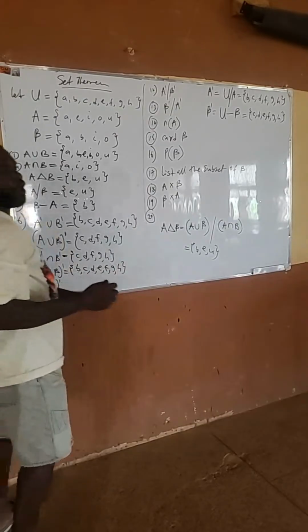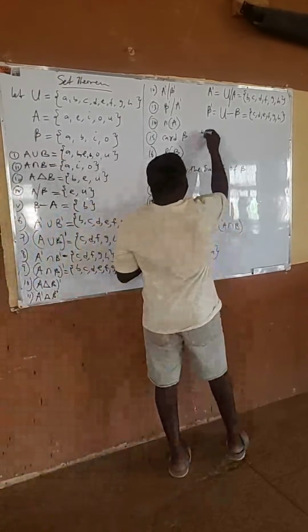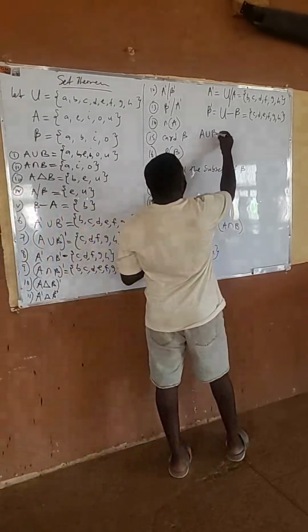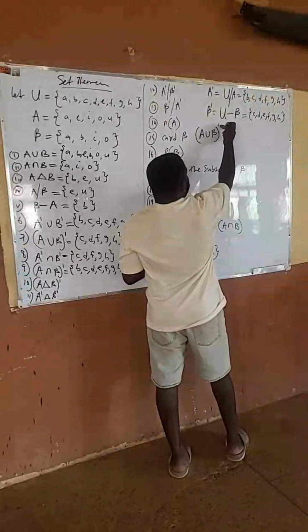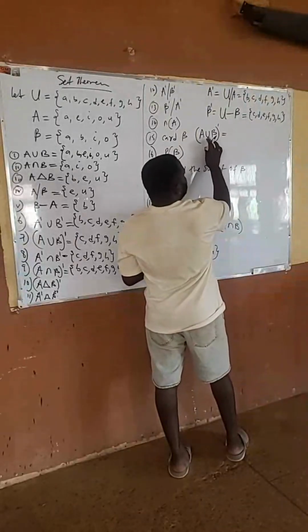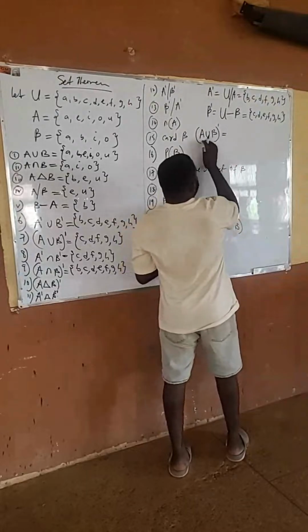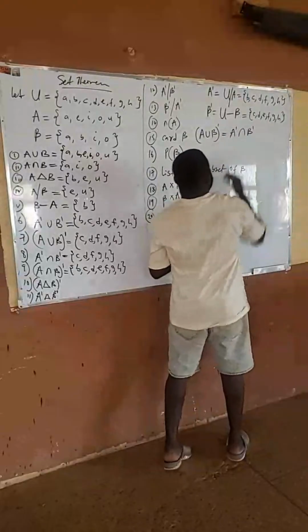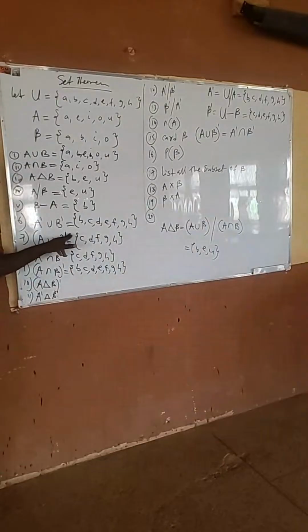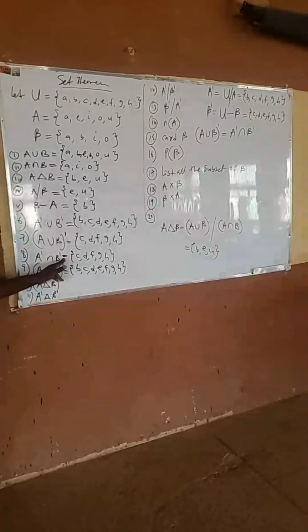Okay. There is a law. Look up here. There is a law that says if I have A union B and the complement is outside, and I want to bring this complement inside, the union will change to intersection. So this must give you the same answer as A complement intersection B complement. Let us check if it is true. A union B all complement must give the same answer as A complement intersection B complement. Are they the same answer? You see, they are the same.